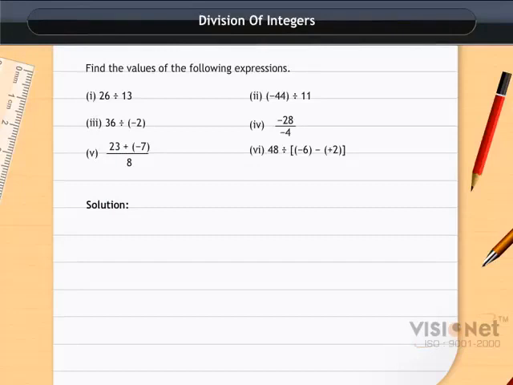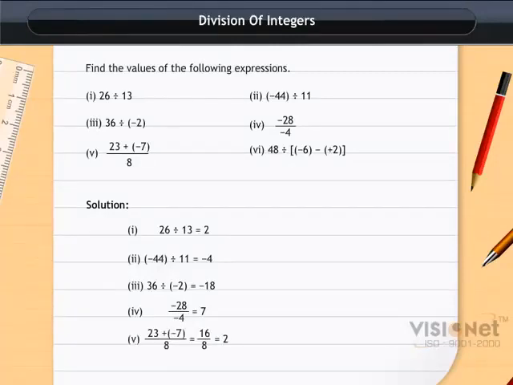Solution. 26 divided by 13 is equal to 2. Minus 44 divided by 11 is equal to minus 4. 36 divided by minus 2 is equal to minus 18. Minus 28 divided by minus 4 is equal to 7. (23 plus minus 7) divided by 8 is equal to 16 divided by 8, which is equal to 2. 48 divided by (minus 6 minus plus 2) is equal to 48 divided by minus 8, which is equal to minus 6.